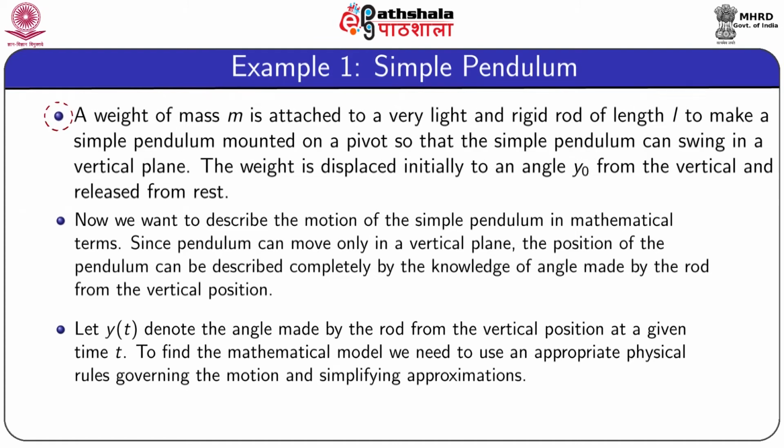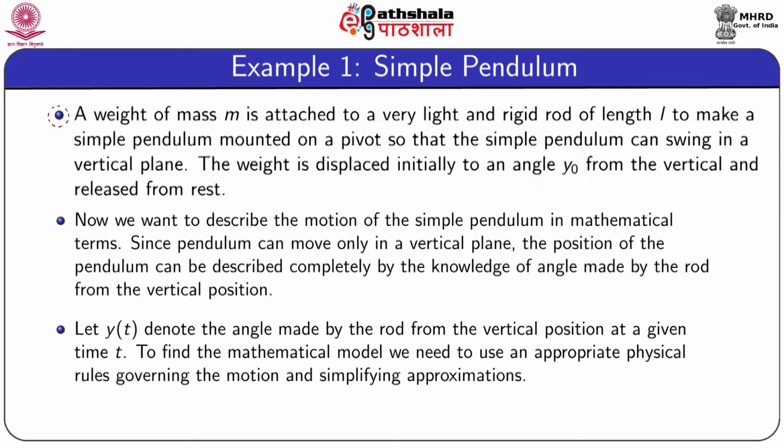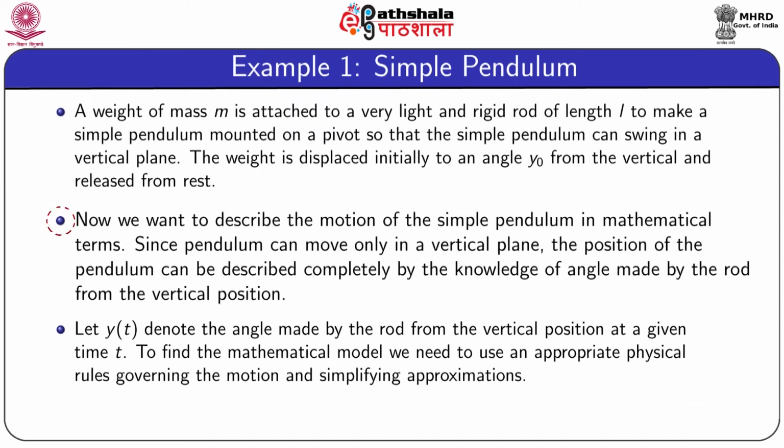Let us consider an example of a simple pendulum. A weight of mass m is attached to a very light and rigid rod of length L to make a simple pendulum mounted on a pivot, so that the simple pendulum can swing in a vertical plane. The weight is displaced initially to an angle y0 from the vertical and released from rest. Now, we want to describe the motion of the simple pendulum in mathematical terms.